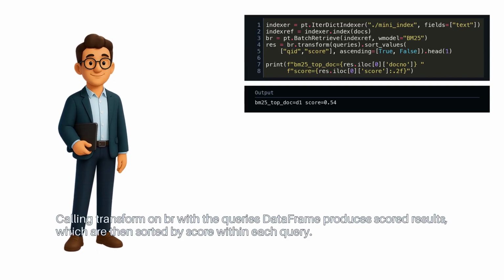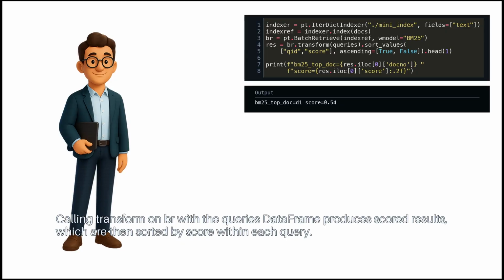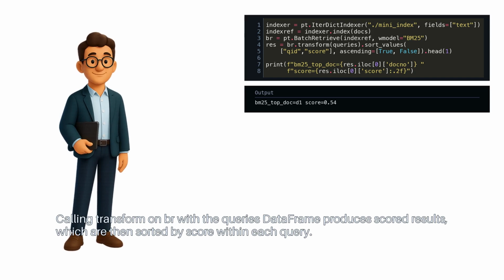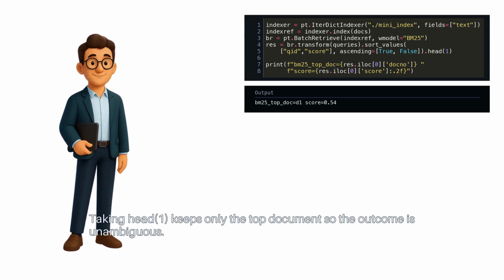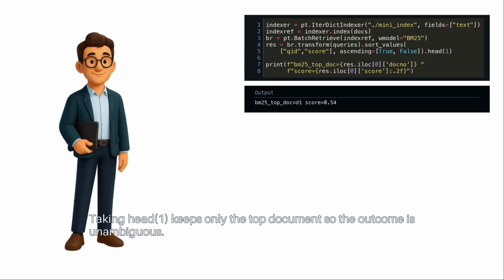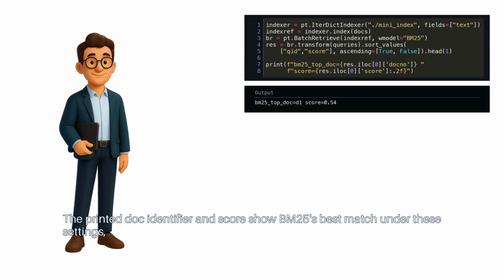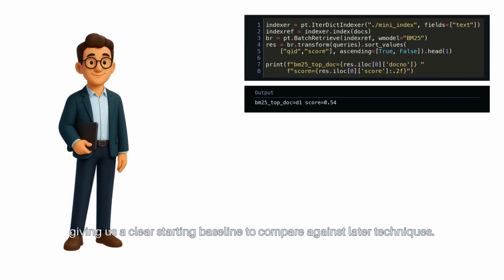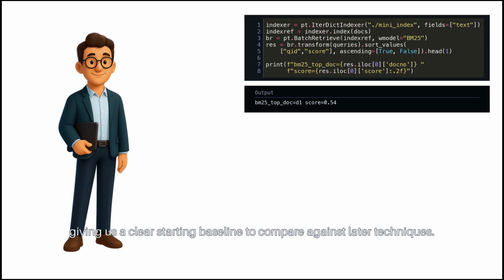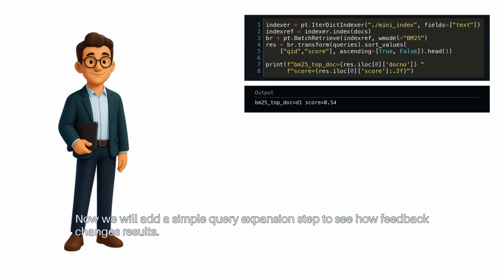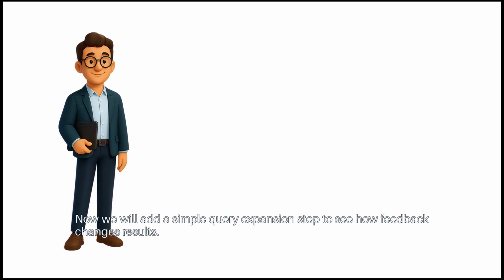Calling transform on BR with the query's data frame produces scored results, which are then sorted by score within each query. Taking head 1 keeps only the top document, so the outcome is unambiguous. The printed doc identifier and score show BM25's best match under these settings, giving us a clear starting baseline to compare against later techniques. Now, we will add a simple query expansion step to see how feedback changes results.